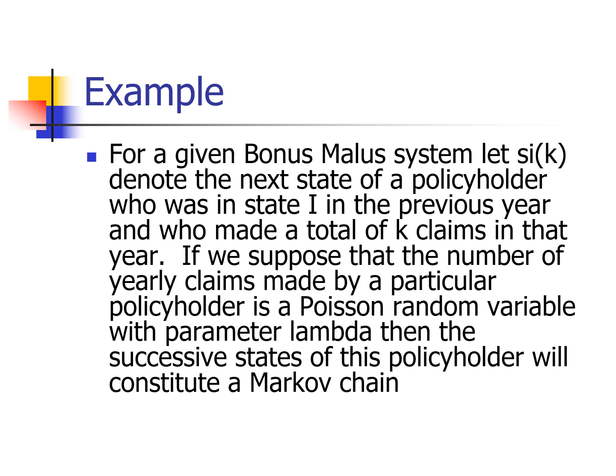So for a given bonus malus system, let S_{i,k} denote the next state of a policyholder who was in state i in the previous year and made a total of k claims in that year. If we suppose that the number of yearly claims made by a particular policyholder is a Poisson random variable with parameter lambda, then the successive states of the policyholder will constitute a Markov chain. That's something we could prove.